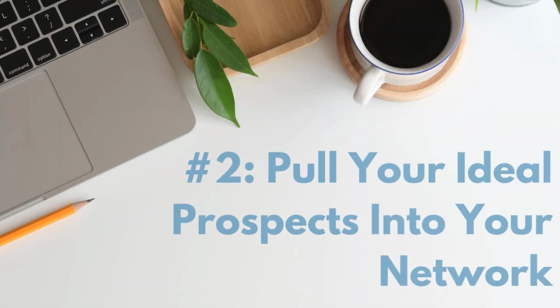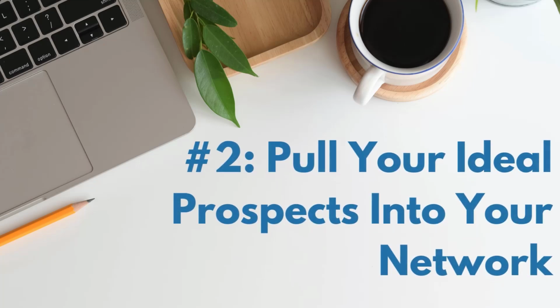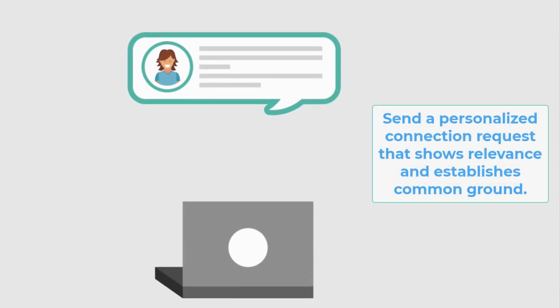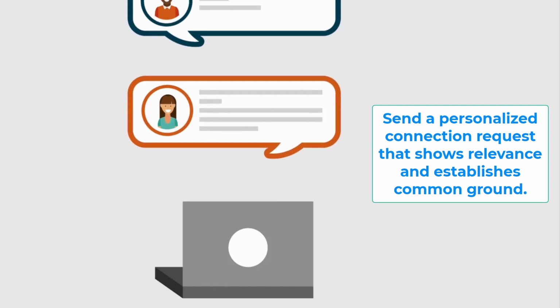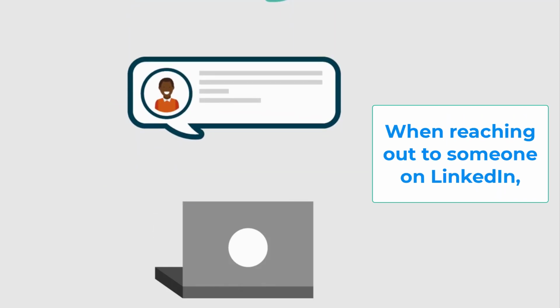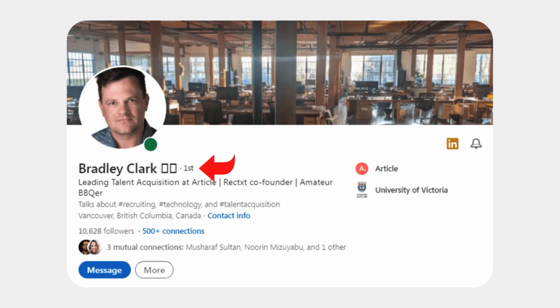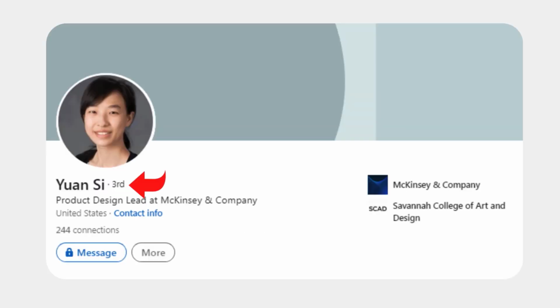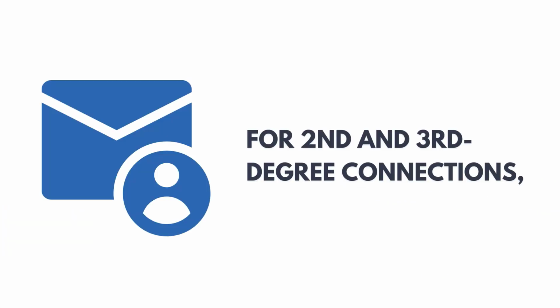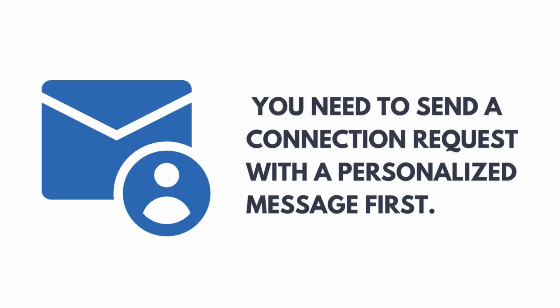Number 2, pull your ideal prospects into your network. The next step is to send a personalized connection request that shows relevance and establishes common ground. When reaching out to someone on LinkedIn, the approach depends on whether they're a first, second, or third-degree connection. For second and third-degree connections, you need to send a connection request with a personalized message first.